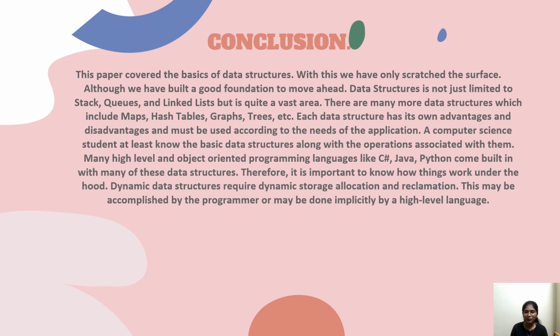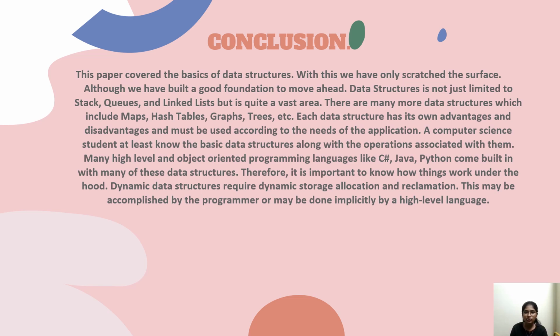The last part of my topic is the conclusion. This paper covered the basics of data structures. With this, we have only scratched the surface. Although we have built a good foundation to move ahead, data structures are not limited to just stacks, queues, and linked lists, but are a quite vast area. There are many more data structures, which include maps, hash tables, graphs, trees, etc. Each data structure has its own advantages and disadvantages and must be used according to the needs of the application.